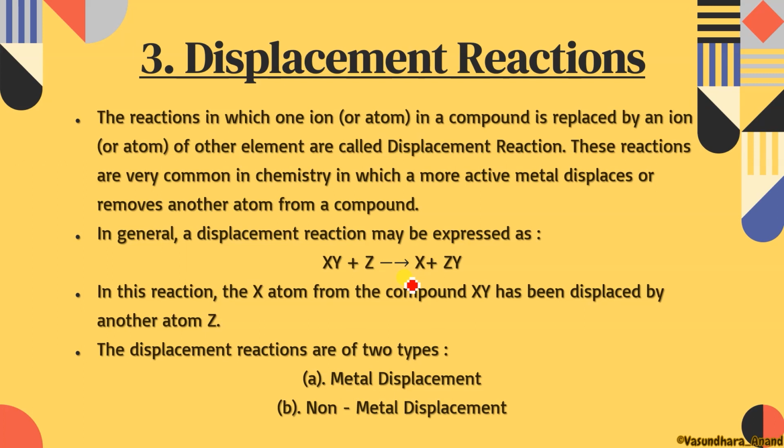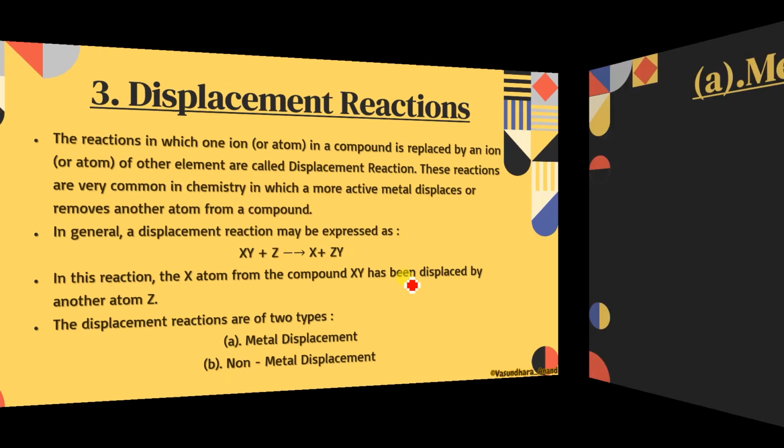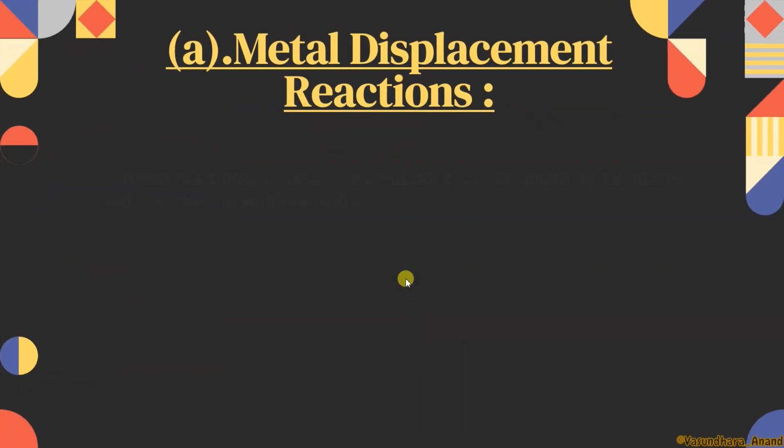Metal displacement means a metal will be displaced by a metal. Non-metal displacement means a non-metal will be displaced by a non-metal. In addition to this, there is a third displacement also, which is metal and non-metal displacement, where the metal will displace the non-metal. Clear? Let's see the metal displacement reaction.